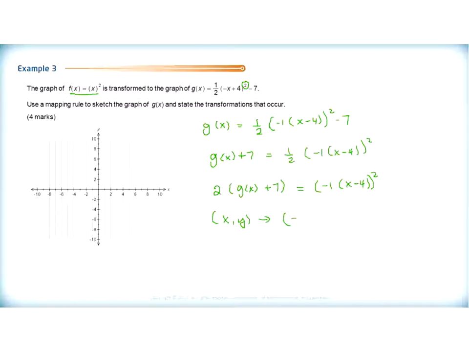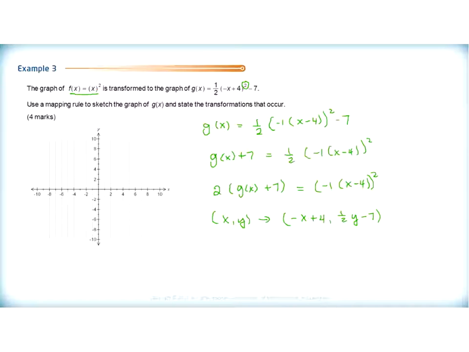But your mapping rule should be this: negative x plus 4, comma, 1/2 y subtract 7. I'm sure that some students are looking at this equation to get that, or this equation I should say. Some more of you are probably looking at this equation to get the mapping rule. It depends on what way you were taught. Once we have the mapping rule, of course, we're looking for the transform function.